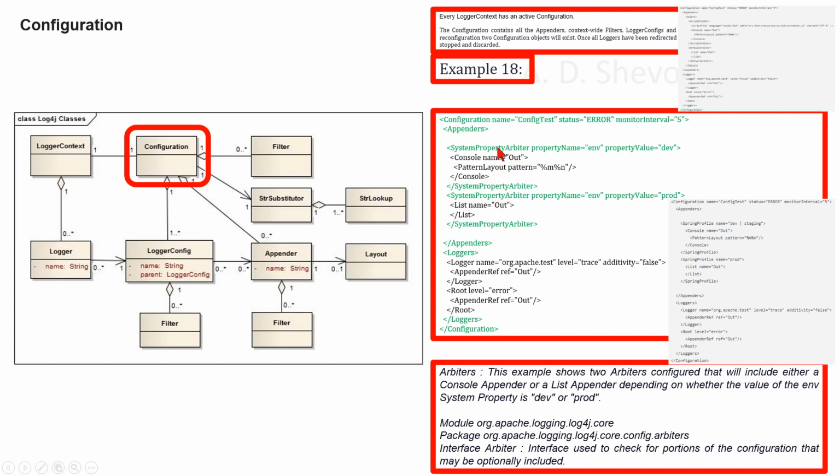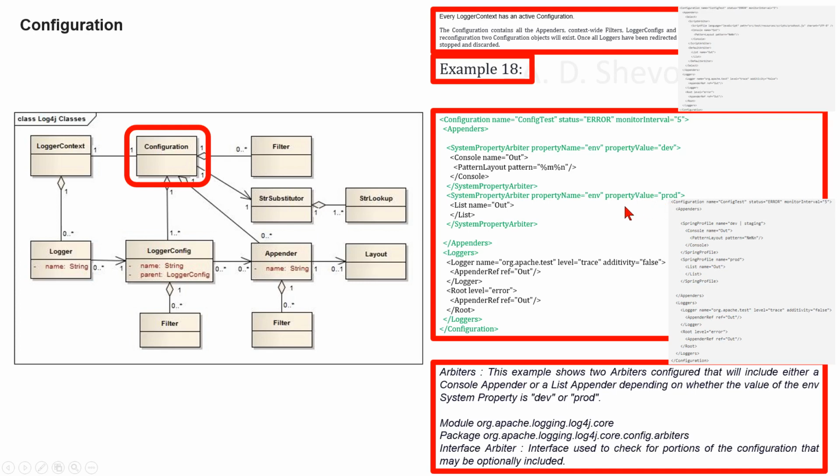This example shows two arbiters configured that will include either a console appender or list appender, depending on whether the value of the env system property is dev or prod.